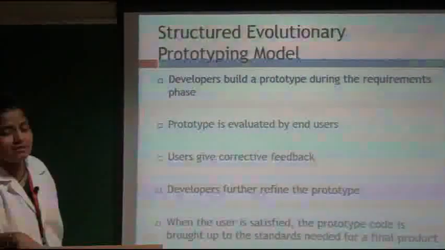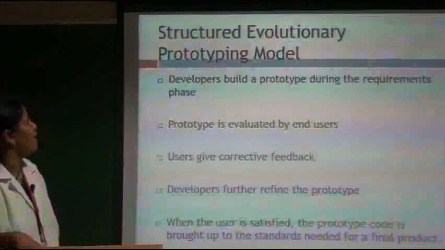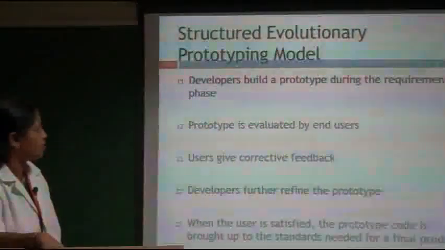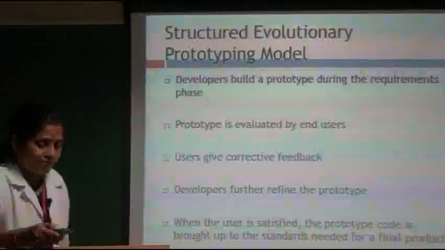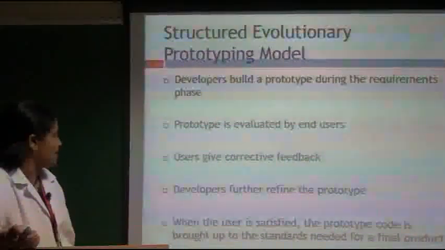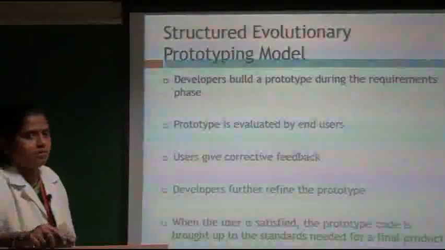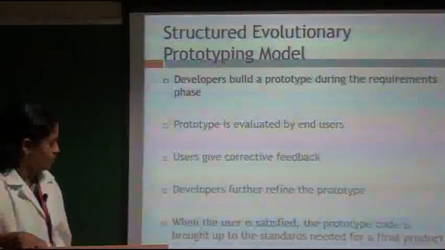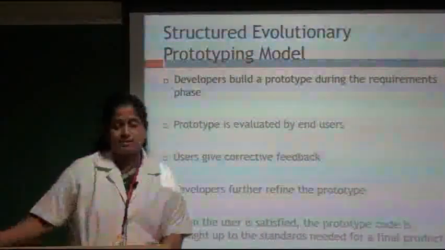Here, based on the requirements collected from the customer, the team develops and builds the prototype, and the prototype is evaluated by the end user. Immediately after developing the product, it is given to the customer to test, and to give corrections or feedback. Based on the feedback, the prototype is changed again. So developers further refine the prototype, and when the user is satisfied with the prototype, the software development ends.